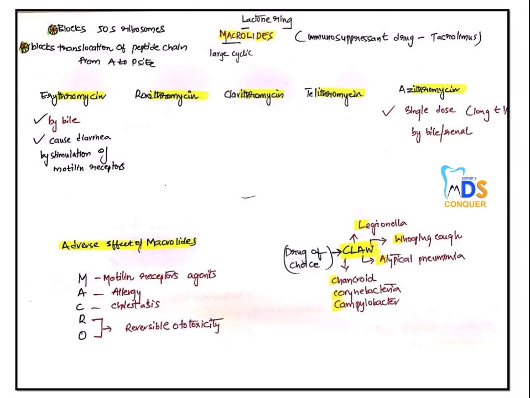Reversible ototoxicity is with the macrolides. Okay, and they are motilin receptor agonists. They cause allergy and also cholestasis, whereas the uses are the CLAW.